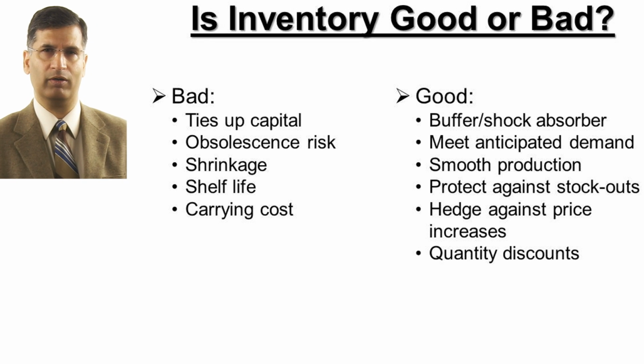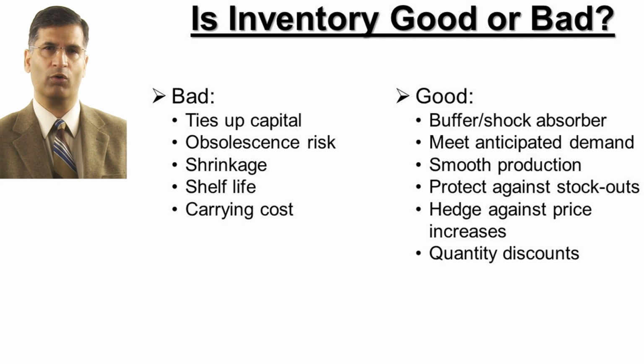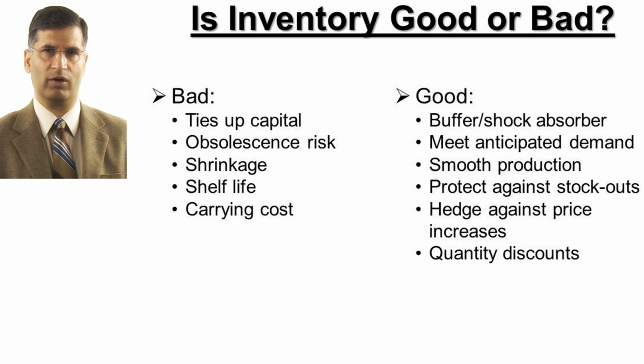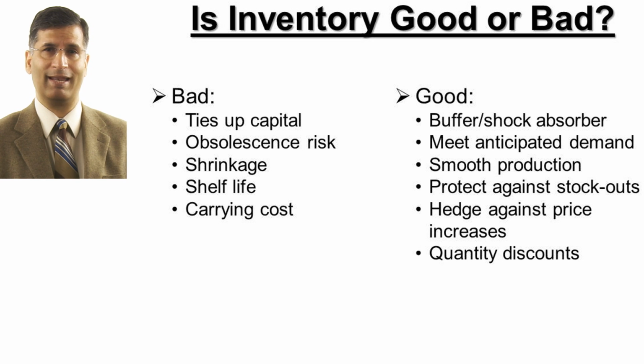Smooth out production requirement. If demand is varying throughout the year, you don't want to constantly hire and fire people. So what you do is you produce at a constant rate and then use inventory to meet those peaks and valleys in demand. It also ensures that you don't have a stock out situation because you are sitting with inventory. Sometimes it is a hedge against price increase. You know that a price increase may happen, and therefore you buy in advance. It's like buying on sale.